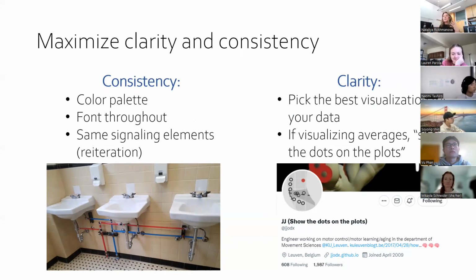And then again, using those same signaling elements, using those same semiotic signals throughout the talk so that your reader only has to learn it once. So they're not relearning a new mapping every single time they see a new figure. And when it comes to clarity, make sure that you are clear in your communication of what you are hoping to convey to your reader.